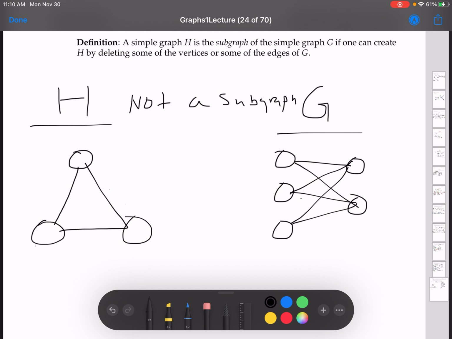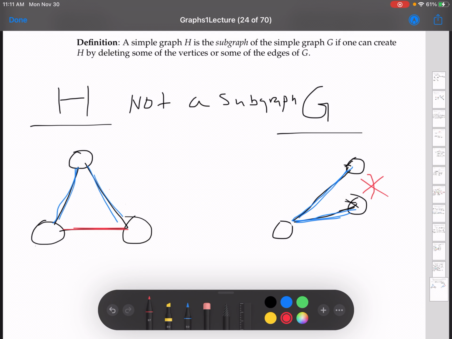And so if you try and think about what you would delete to get this thing? Well, let's see. Maybe you would delete these guys here, and then you'd be left with this and this. But the problem is that, let's say that these edges are these edges right here. The problem is that with a complete bipartite graph, you don't have edges between the things that are in the same bipartite set, right? So there's no way we would have this edge here. That thing would not be there.